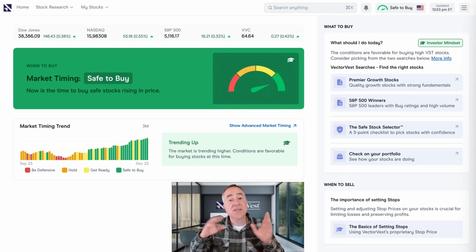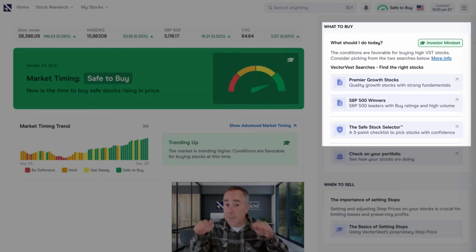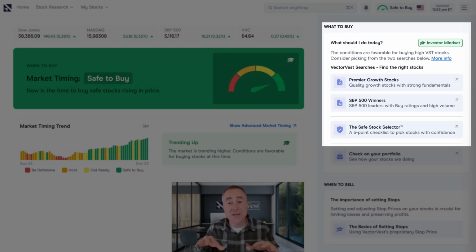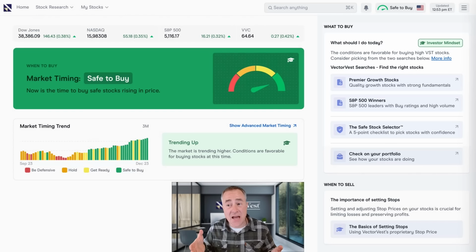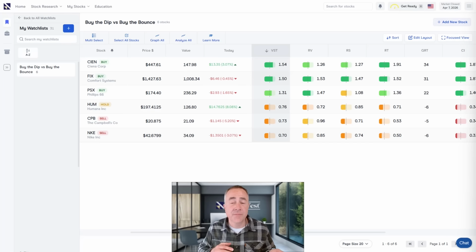Then you can move on to step two, which is make sure you have a good stock with good ingredients. If you don't have a stock in mind, you could use the pre-built searches in VectorVest to find stocks with those great ingredients that we talked about. Let's say you're looking at a list of stocks. I put together this list for this video. We make it easy to identify whether your stock has good ingredients.